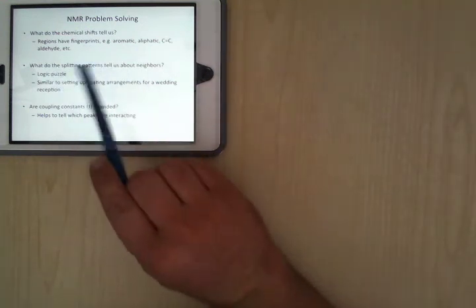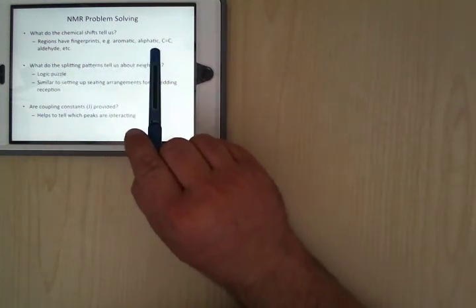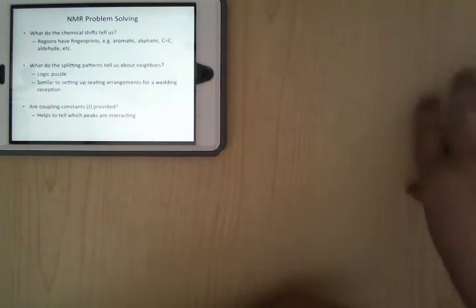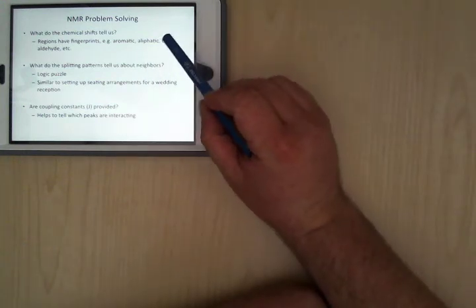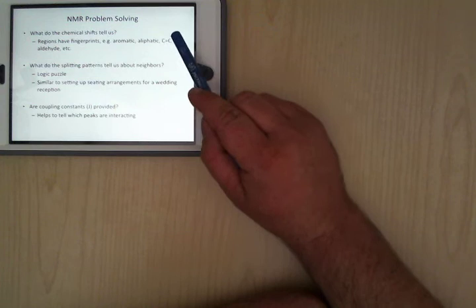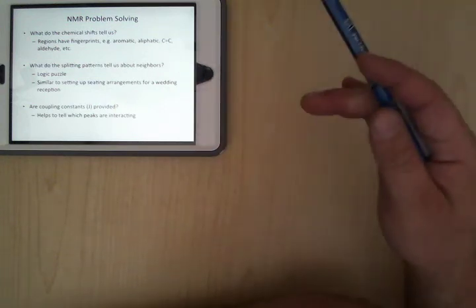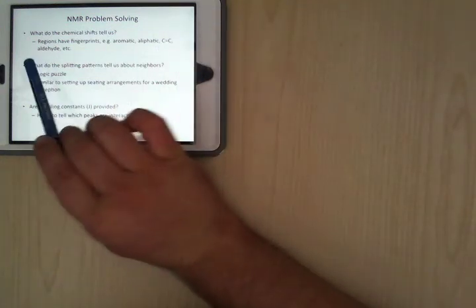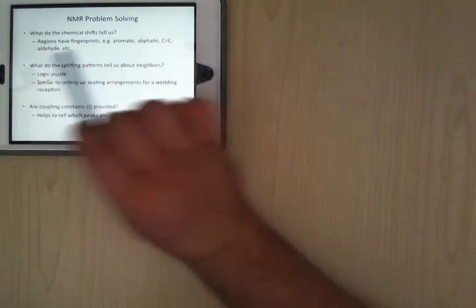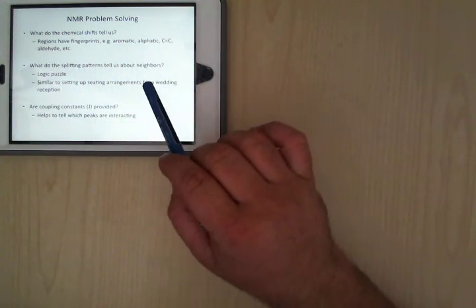There are a lot of fingerprint regions like the aromatic and aliphatic. The aliphatic goes way down near 0. For the C double bond C, what's coming directly off a double bond is really common. And things like the aldehyde peak, that's the only thing that comes down at 10. So there are these fingerprint regions where it can help you along.